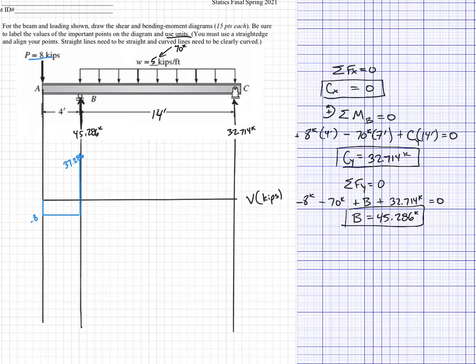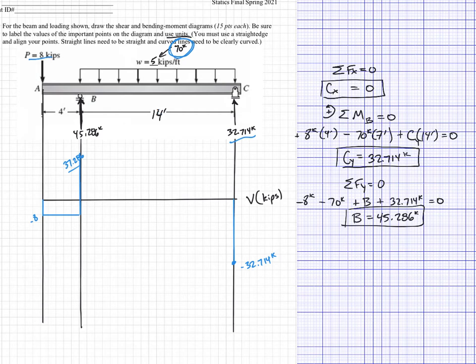And then I'm going to go down 5 kips per foot over 14 feet. So I'm going to go down a total of 70. So I start at 37.286, and I'm going to subtract. If I take 37.286 and I subtract 70, I'm going to get -32.714. So maybe that's right here. -32.714 kips, because we lost 70 over that full 14, right? And then it tells us to go up by 32.714. And so we're going to get right back to 0, which is where we want to be.